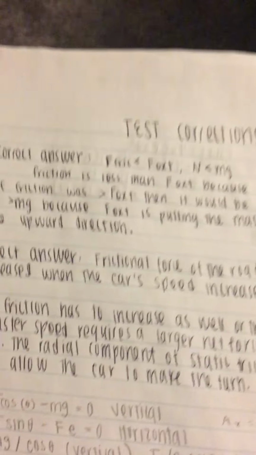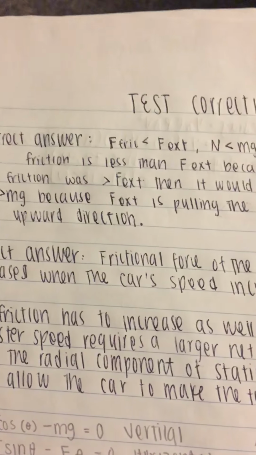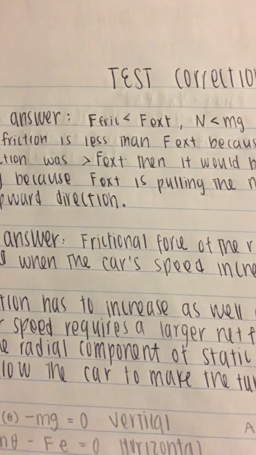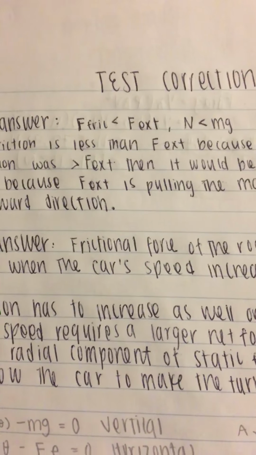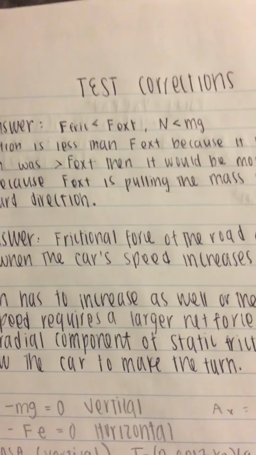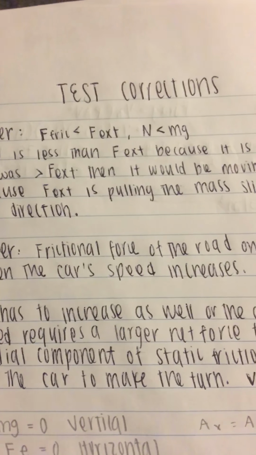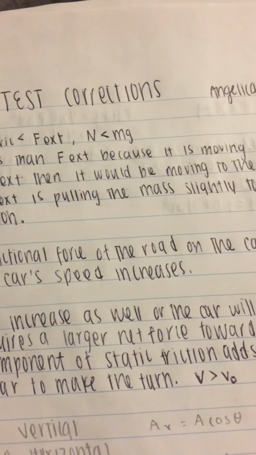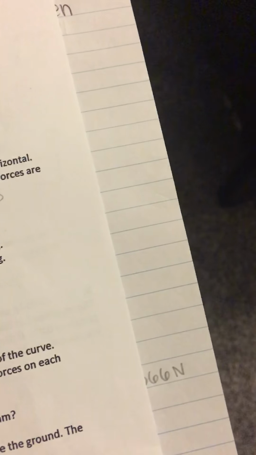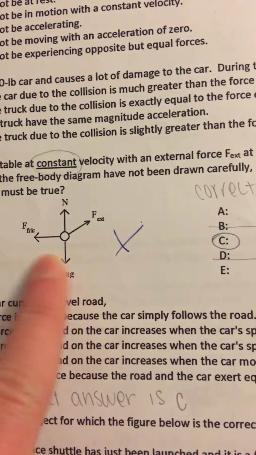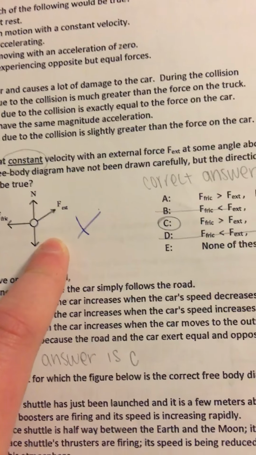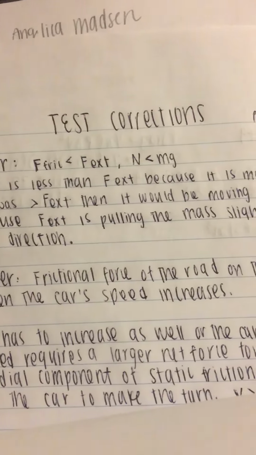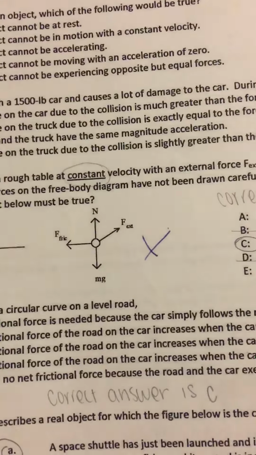Here's my little explanation. The real correct answer is that the friction force is less than the external force, and the normal force is less than mg. It's shown here. So we know that the friction force is supposed to be less than the external force.